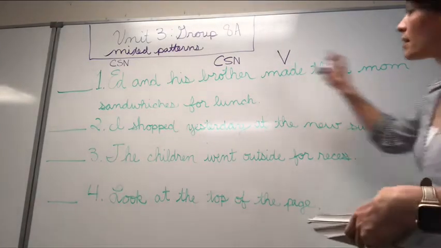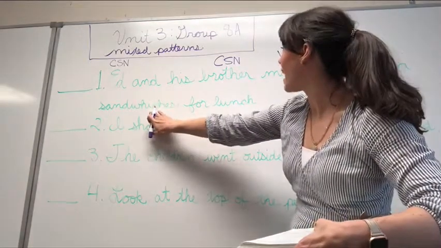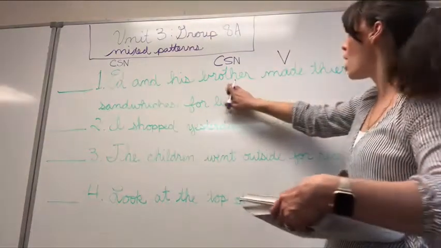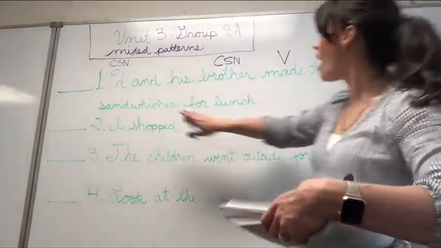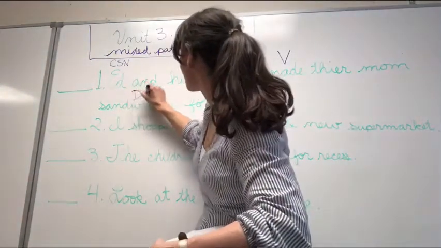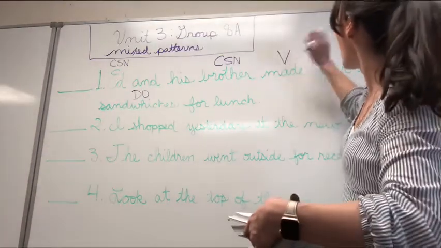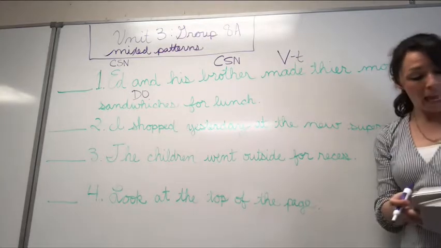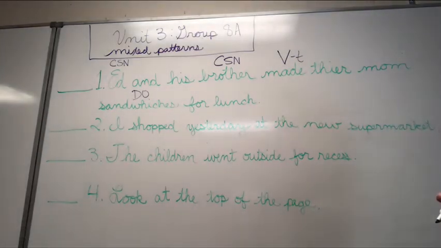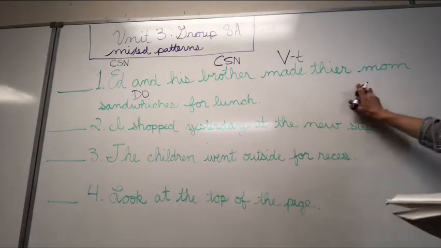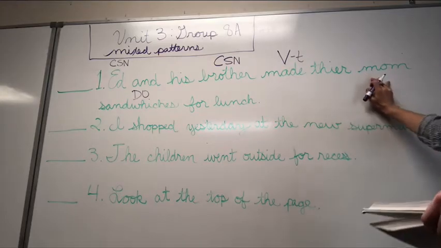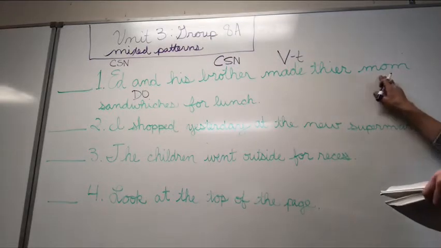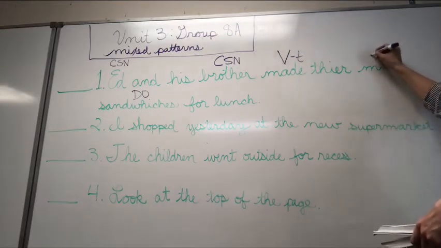Sandwiches. Let's verify the noun. Does sandwiches mean the same thing as Ed and his brother? No, so I know that I've got a direct object here. Sandwiches is my direct object. My verb becomes a verb transitive. So it looks like I need to ask my indirect object question, because I've got more here. They made sandwiches for whom? They made them for their mom. Indirect object.